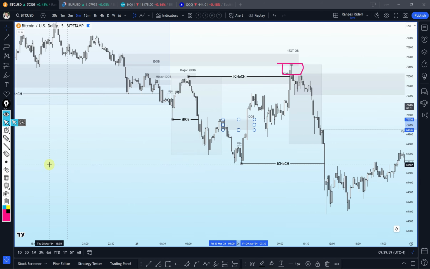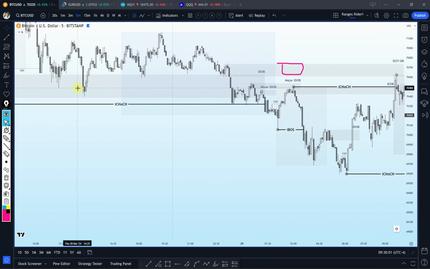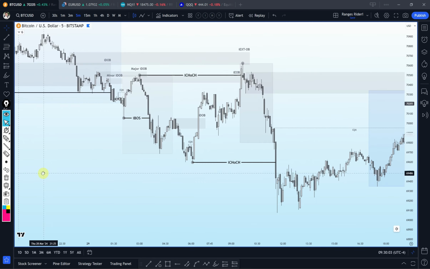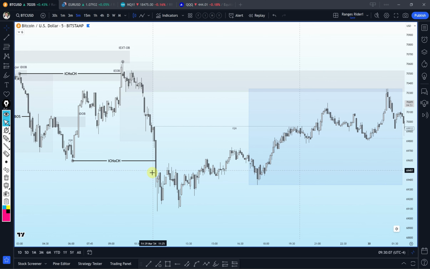And then the same, I showed the example. And then we have the ICHOCH. What are we looking for? We are looking for another QM. And once we got the QM, our low is confirmed. Now we have IA to IB.